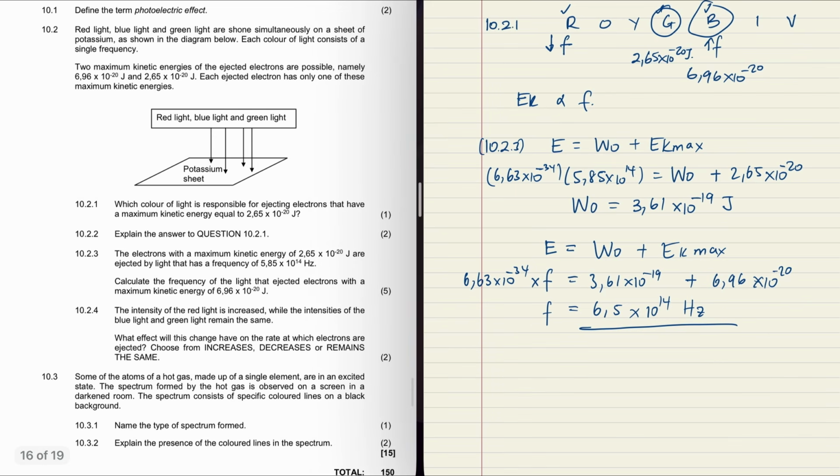Question 10.2.4, the intensity of the red light is increased while the intensities of the blue light and green light remain the same. What effect will this change have on the rate at which electrons are ejected? Choose from increase, decrease, or remain the same. It's not going to have any effect because the red light was not ejecting any photoelectrons or electrons anyway. So it's going to remain the same.